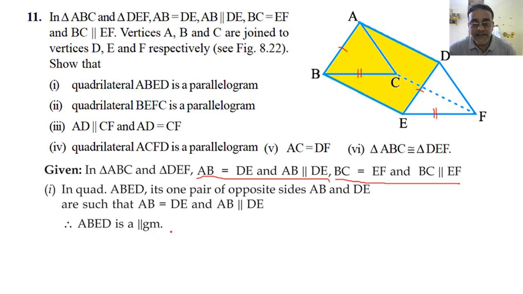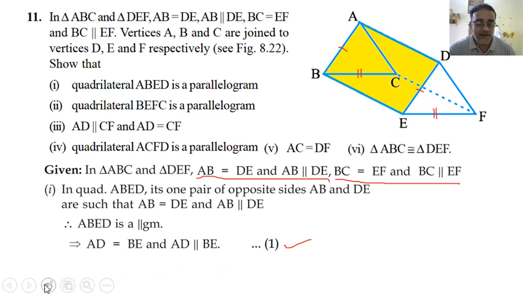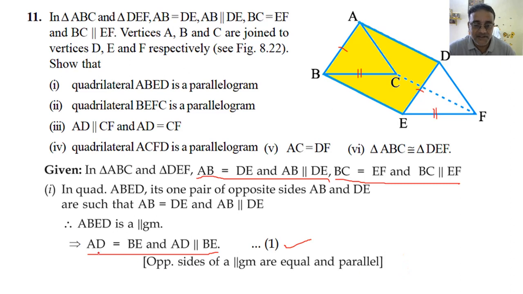Now if ABED is a parallelogram, we can write AD is equal to BE and AD is parallel to BE. Let it be equation number 1. Is this clear to all of you? Because this result we will use in the next question. Why are these two equal? Opposite sides of a parallelogram are equal and parallel.